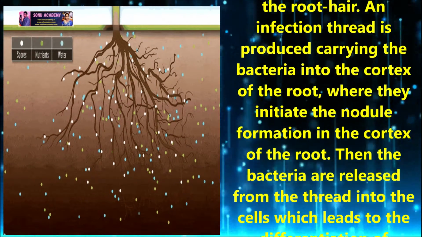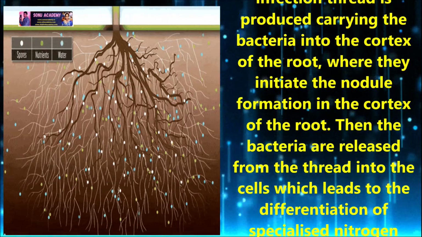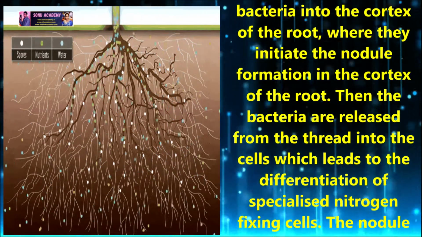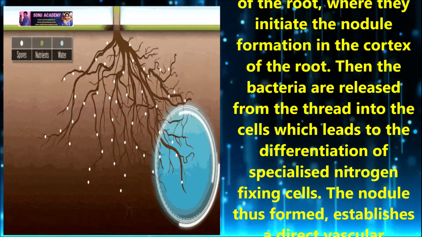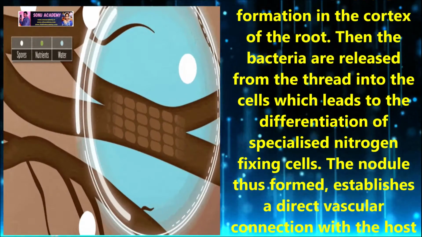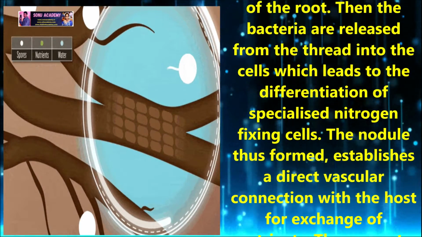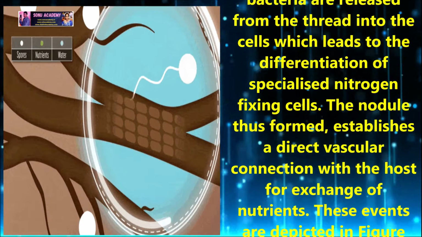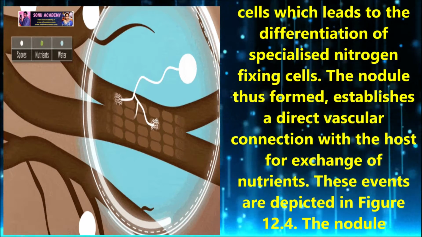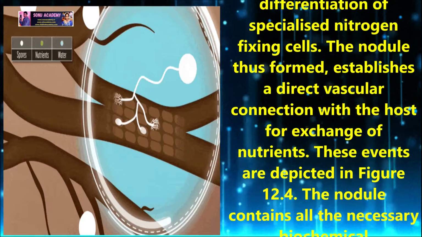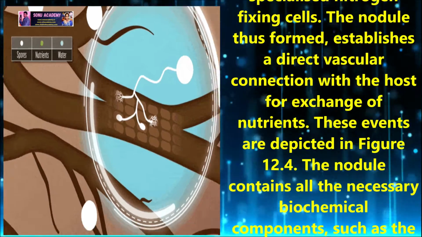Then the bacteria are released from the thread into the cells, which leads to the differentiation of specialized nitrogen fixing cells. The nodule thus formed establishes a direct vascular connection with the host for exchange of nutrients. These events are depicted in figure 12.4.